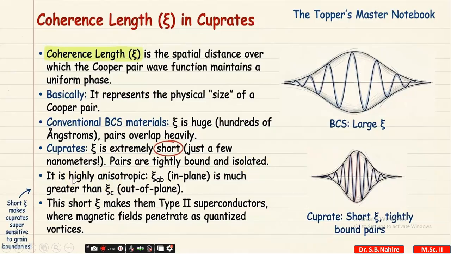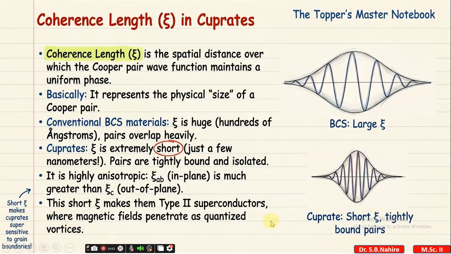Next important point. Coherence length in cuprates is highly anisotropic. That means it depends on direction. The in-plane coherence length Xi AB is much larger than the out-of-plane coherence length Xi C. So, pairing is stronger within the CuO2 planes than between the layers. Now, final point. Because of this short coherence length, cuprates behave as type II superconductors. In type II superconductors, magnetic fields can penetrate the material in the form of quantized vortices.